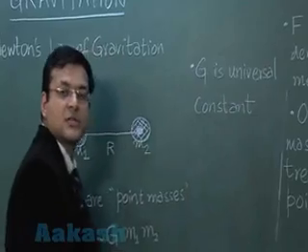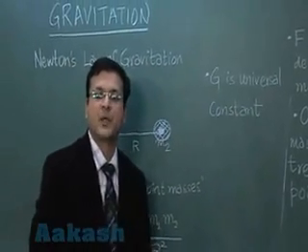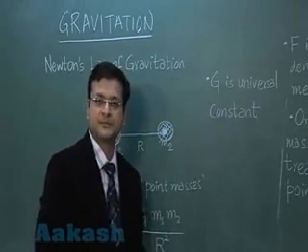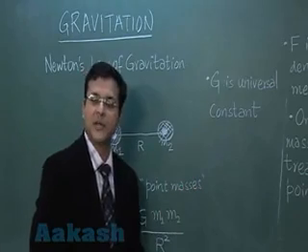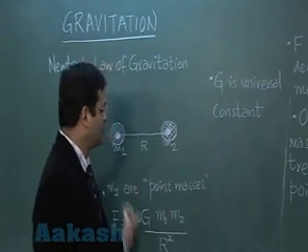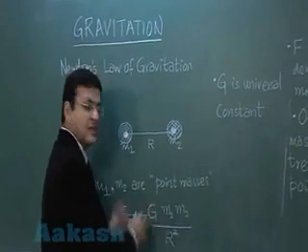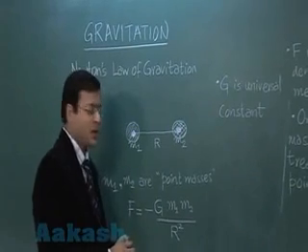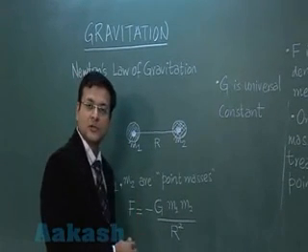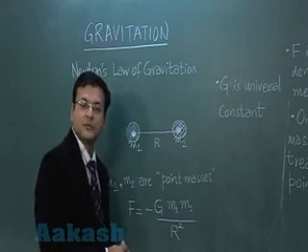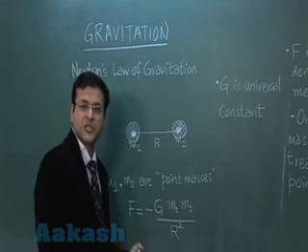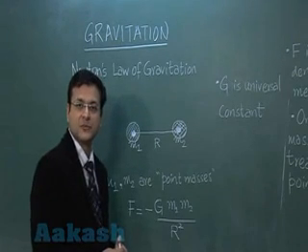G is universal constant, that is, whatever may be the bodies, this value will remain same. These are the 3 points you should remember so long as this equation is concerned. Now, along with this law, there is another independent law which you call the principle of superposition. Let us see what is the meaning of this principle of superposition.